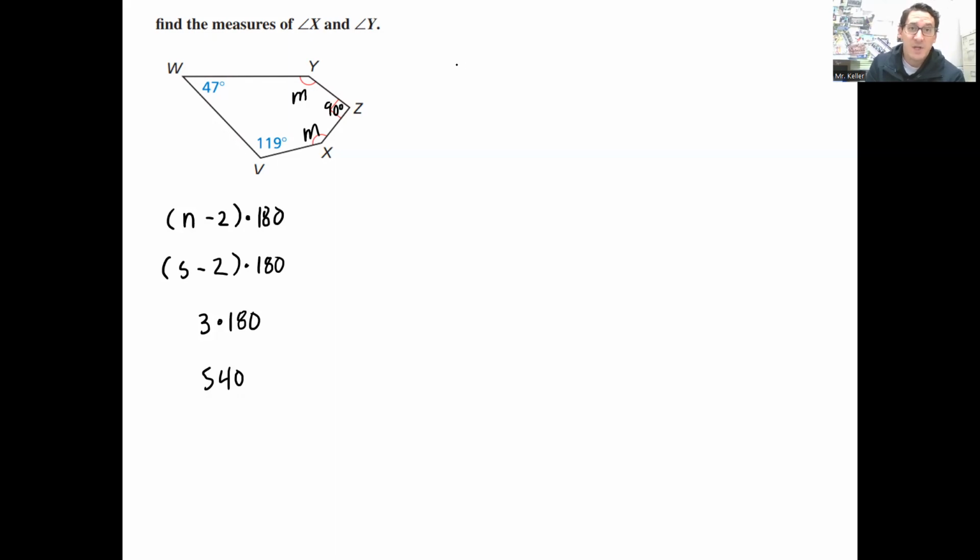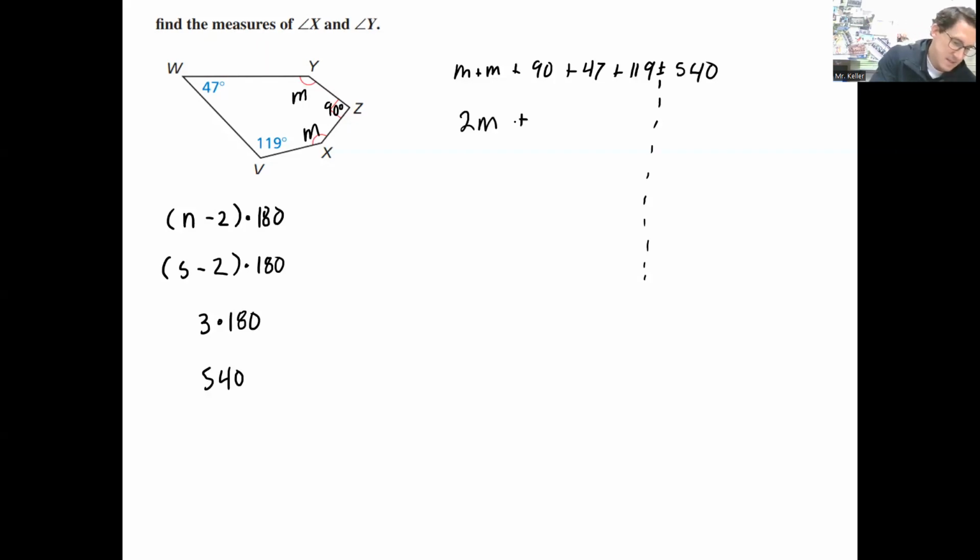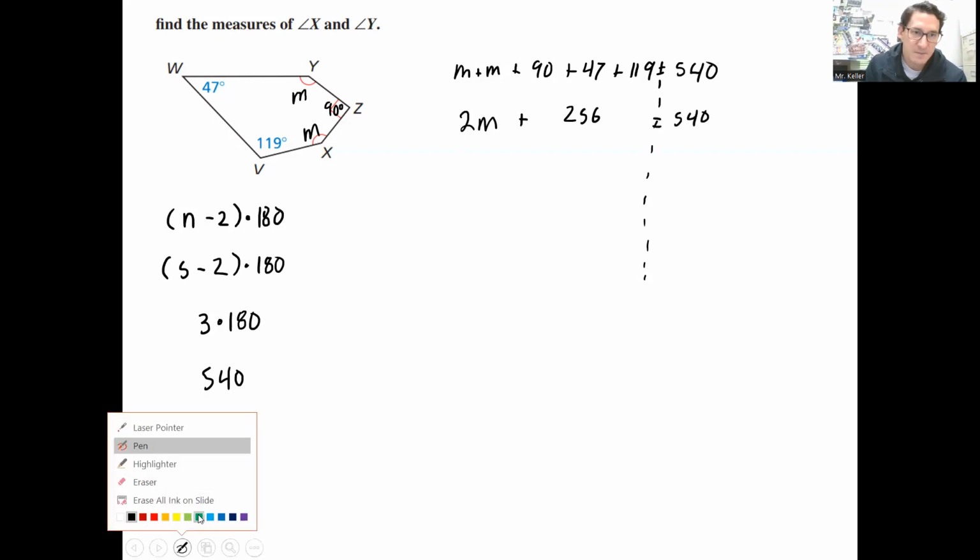So my equation, I'm going to write the m's first. It's m plus m. Again, they're the same measure. That's what those arcs are telling us. Plus 90 plus 47 plus 119 is equal to 540. Now I need to solve this equation. m plus m is 2m, plus 90 plus 47 plus 119 is 256, is equal to 540. Minus 256 from both sides.